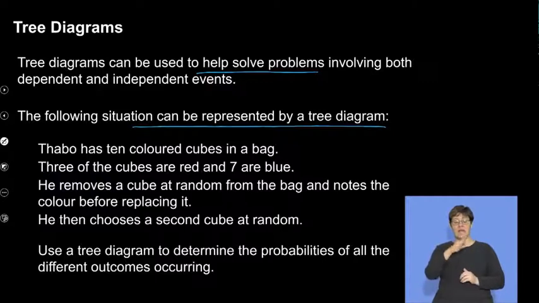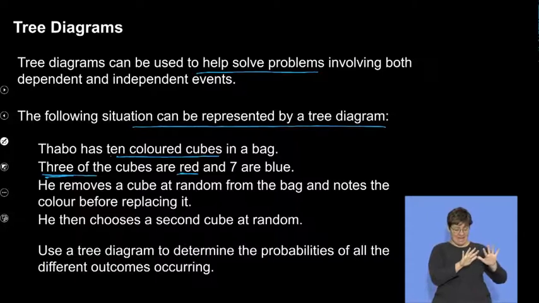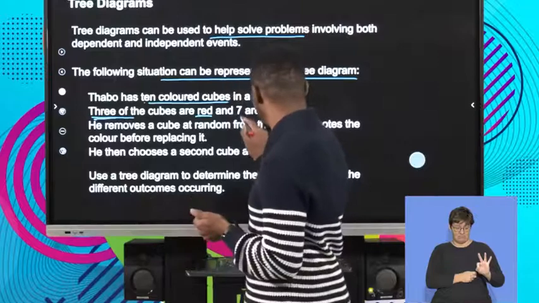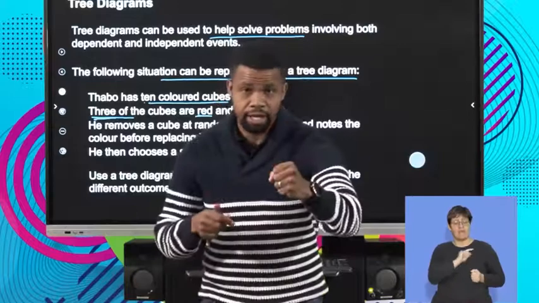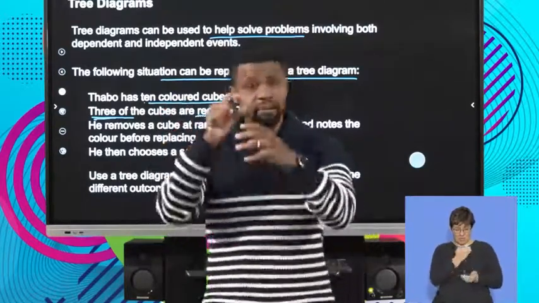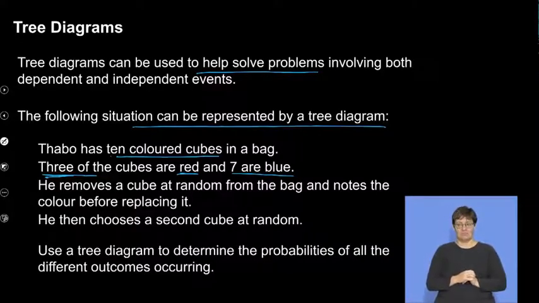Tabo has 10 colored cubes in a bag. Very important, 3 of those cubes are red. If 3 are red, then 7 should be what? Blue, because we have 10 cubes in a bag. Are we together? What we know is that 3 are red and 7 are blue.